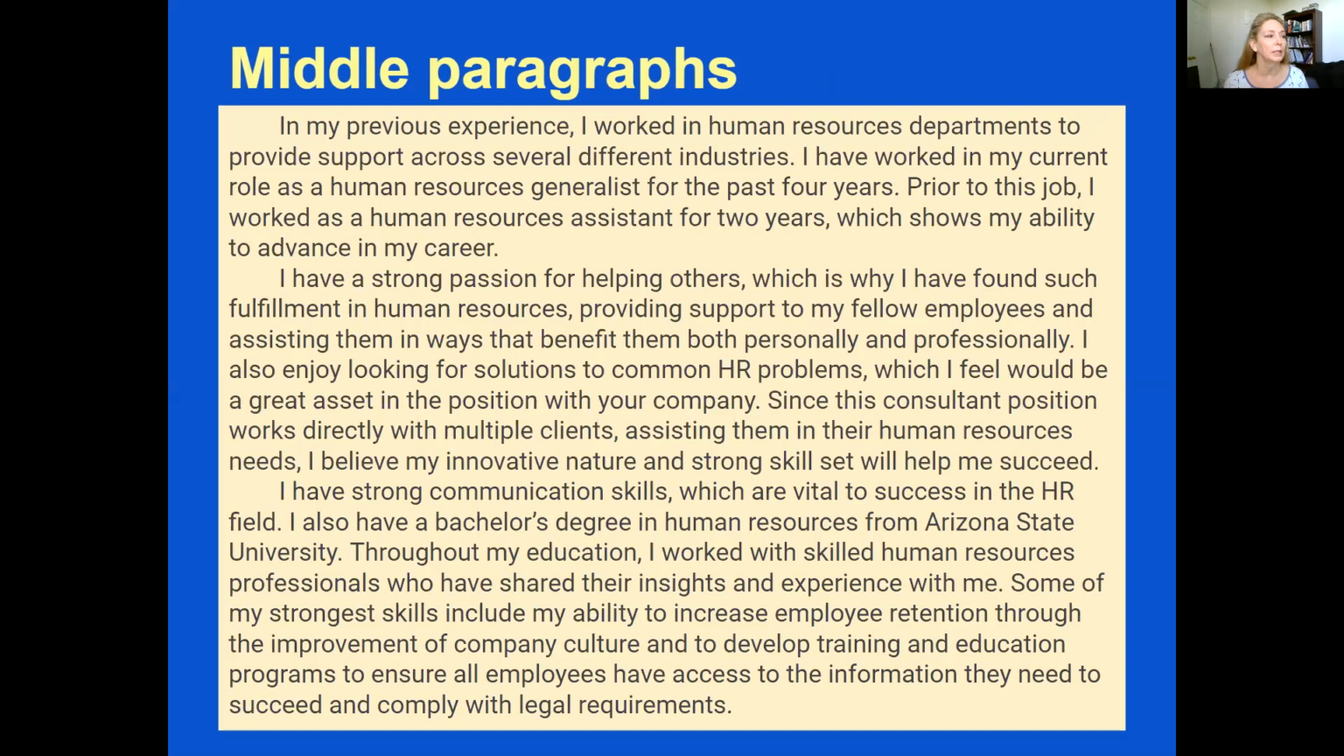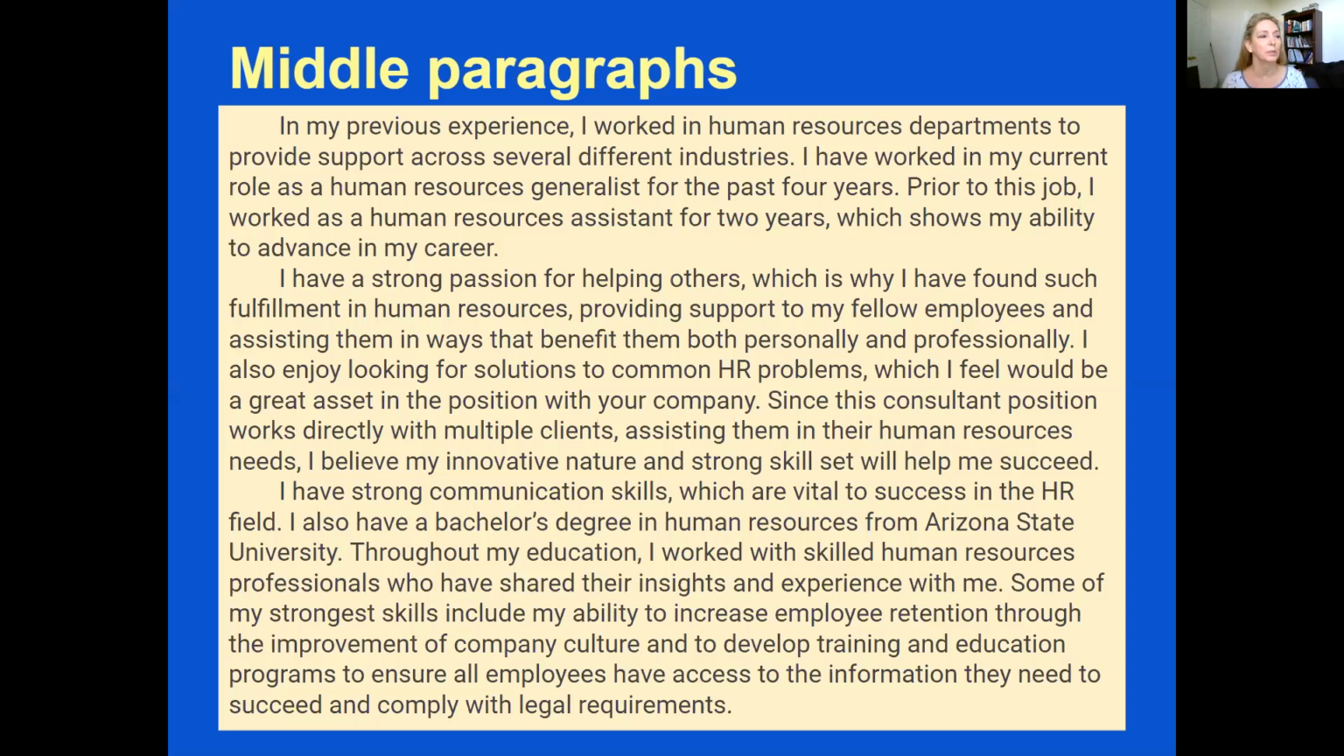Okay, now that you've read it, notice what has happened here with these middle paragraphs. There are 3 middle paragraphs, and we have 2 that are on the person's experience, and we have 1 on education. We also, in these paragraphs on experience, found out this person has 4 years of experience and they have the ability to advance within a position.